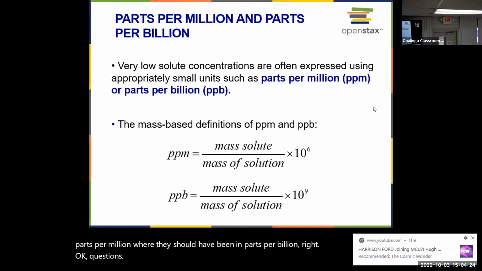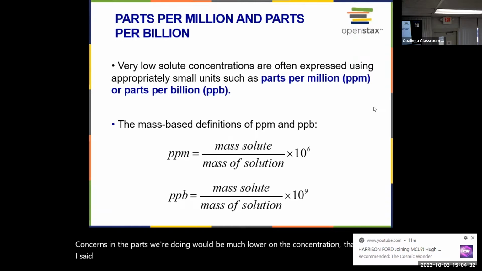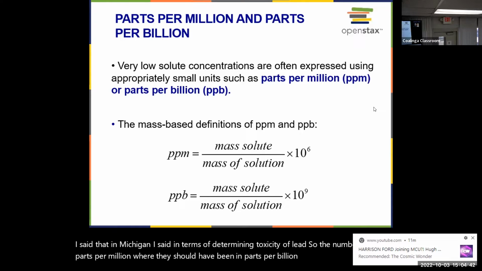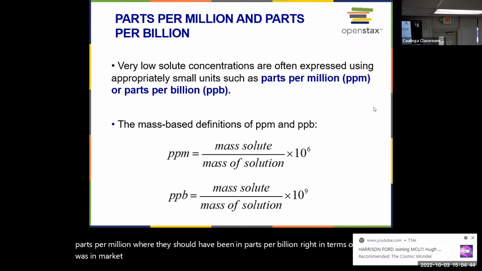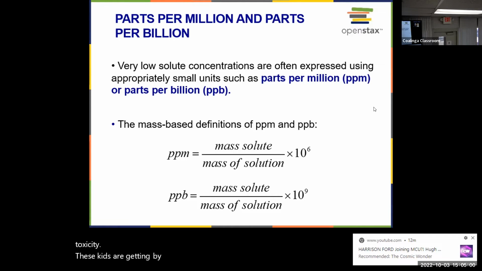Concerns? And the parts per billion would be much lower on the concentration. That's right. I said that in Michigan, in terms of determining toxicity of lead, the numbers were in parts per million, where they should have been in parts per billion, right? In terms of the lead that was in water, there were about, I think, 700 parts per million, which is crazy when they should be in parts per billion concentrations. So you could imagine the toxicity those kids were getting by drinking the water from those pipes.